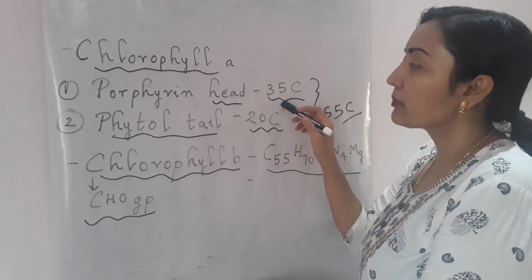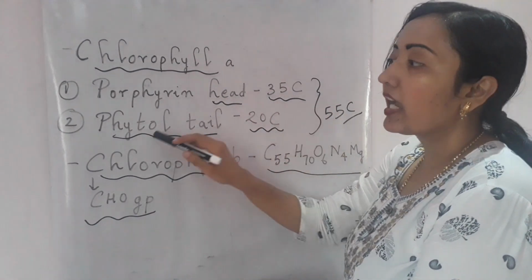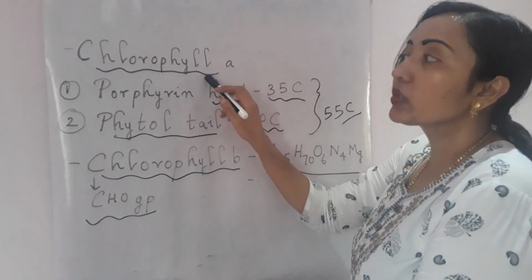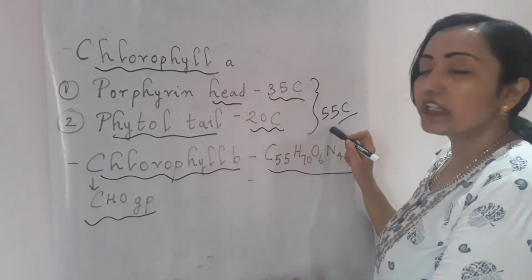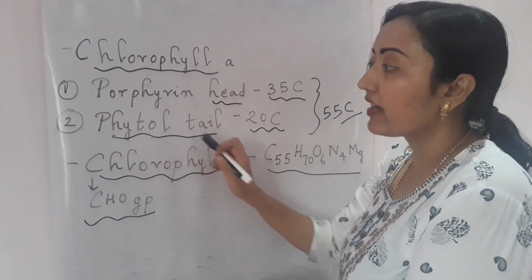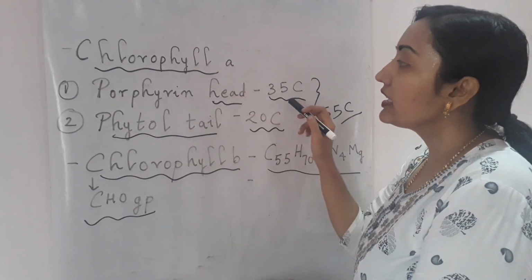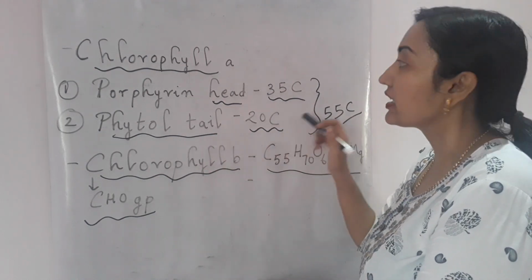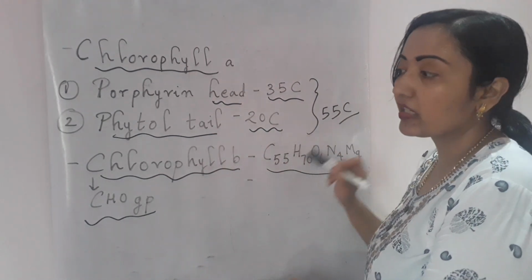Porphyrin head is made up of 35 carbon atoms and phytol tail is made up of 20 carbon atoms. So in chlorophyll A there are altogether 55 carbon atoms.